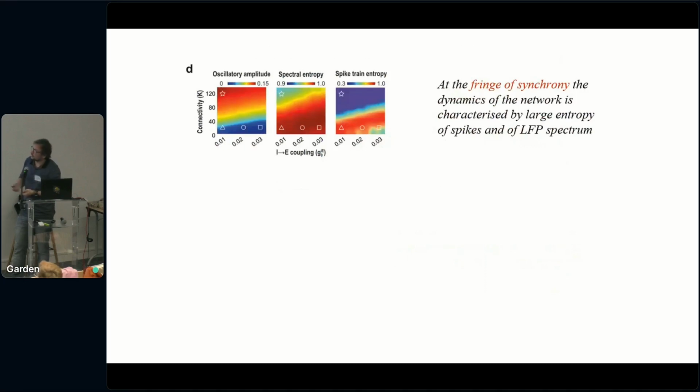Then we studied some further features of these dynamics, and in particular, we studied the entropy of the power spectrum as a function of the connectivity and the inhibitory couplings, and the spike train entropy, so how chaotic the neurons are. And we observe, as we have already said, that in all this region, what we call the fringe of synchrony, we have a high entropy of the power spectrum, and at the same time, a high entropy of the spike trains. So this region is characterized, because of balance, by extremely chaotic activity of neurons, which doesn't mean noisy and completely unpredictable. This means just that it is irregular, as it should be in the brain during balanced spiking dynamics.